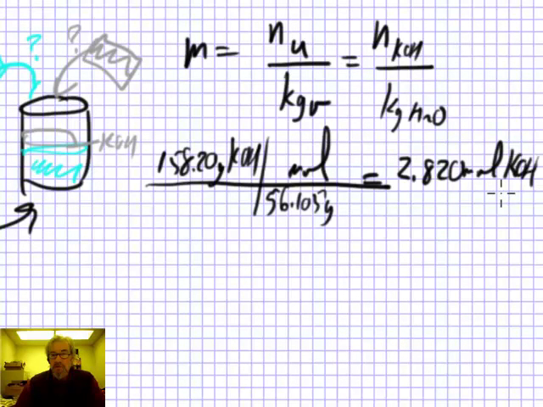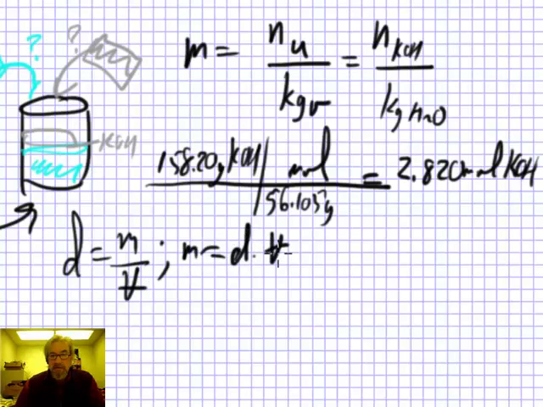Now if all we had to do is figure out the molarity, we'd be done. It's 2.820 molar. But that's not what we want. We have to know how many kilograms of water are there. If we knew the mass of the whole solution, we could figure out the mass of water because we already know the mass of KOH. So let's do that with density. We know that density is equal to mass divided by volume. So the mass of our solution should be the density times the volume. And the density is 1.13 grams per milliliter.